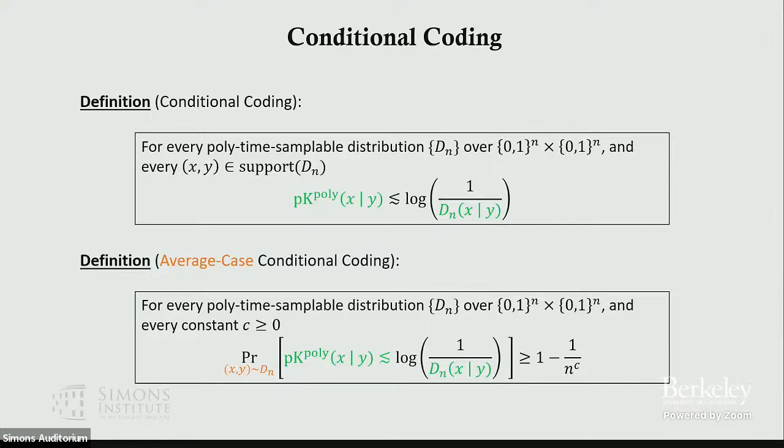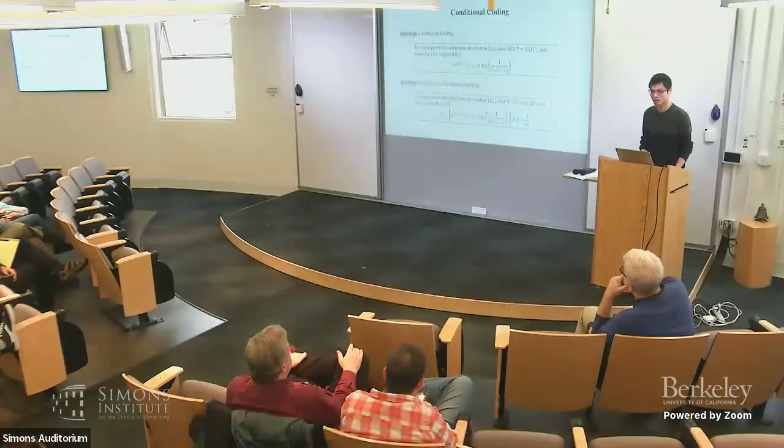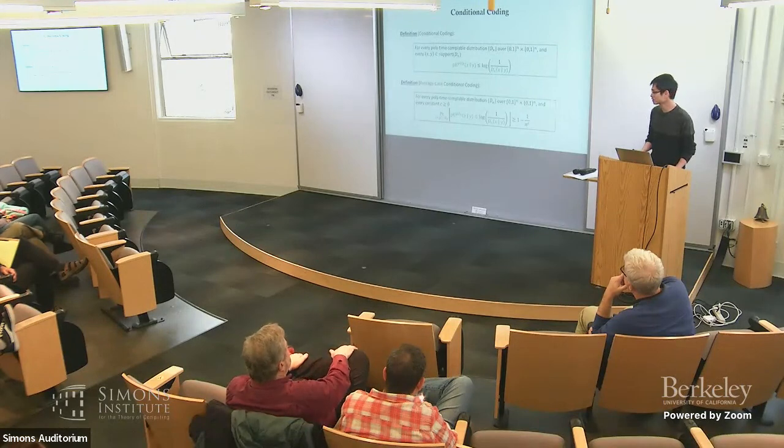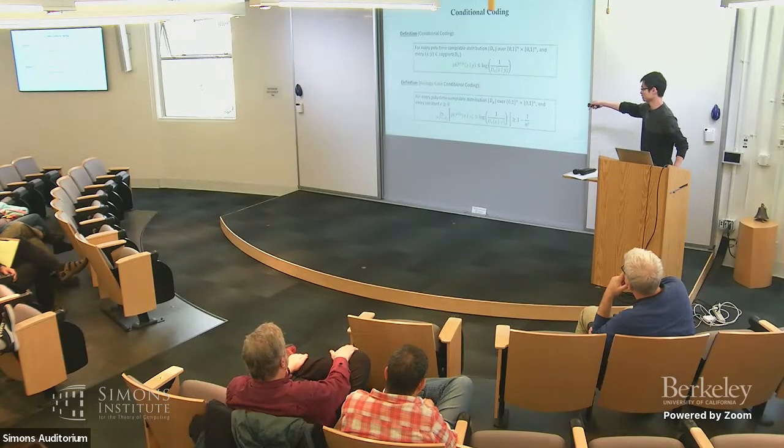Which of these, if let's say one-way permutations exist, is not true? You cannot easily see it, but neither of these will be true if you assume one-way functions, because one is stronger than the other. So if one-way functions exist, even on average, you don't have conditional coding. And if you don't have it on average, you don't have it in the worst case.